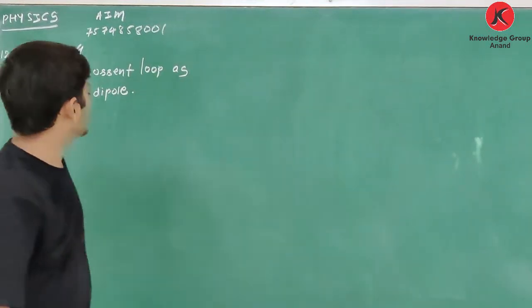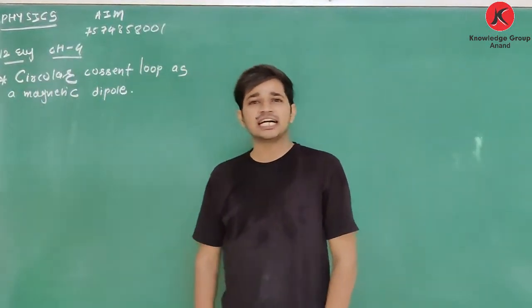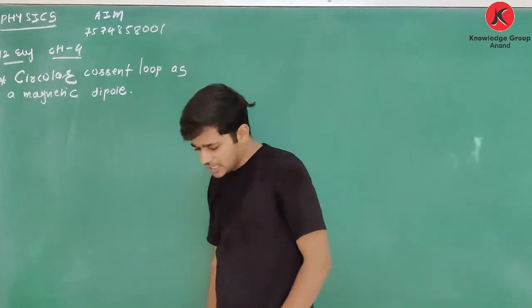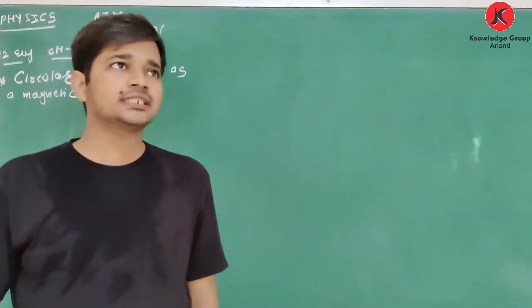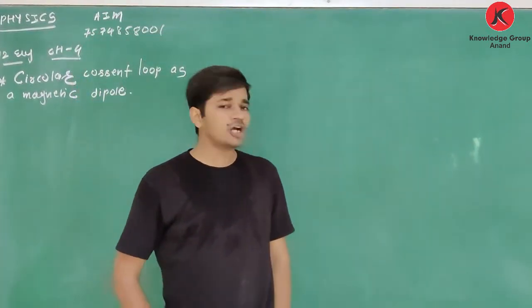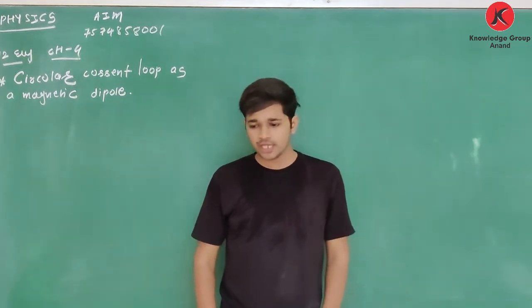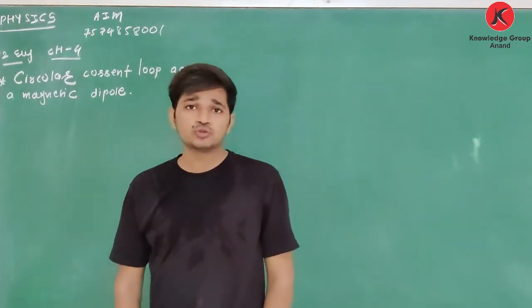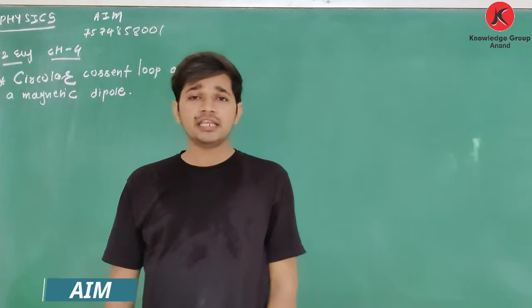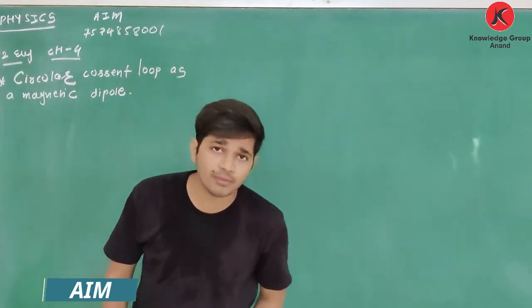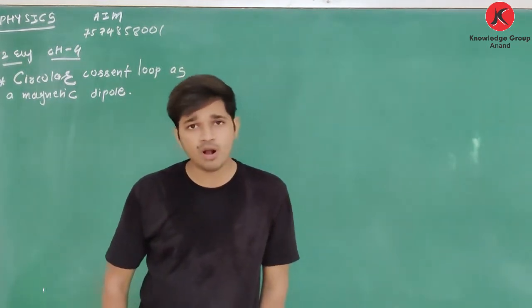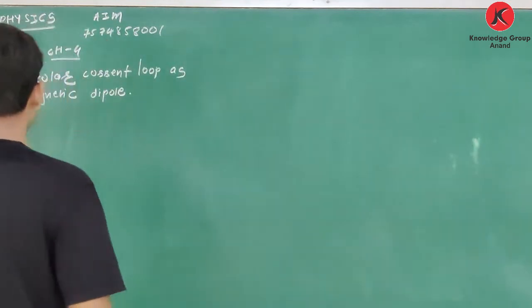Good morning, students. Chapter 4, Moving Charges and Magnetism. In the last lecture we discussed the torque acting on a rectangular loop, and at last we proved that I into A is called the magnetic moment. So here we will make that clear.